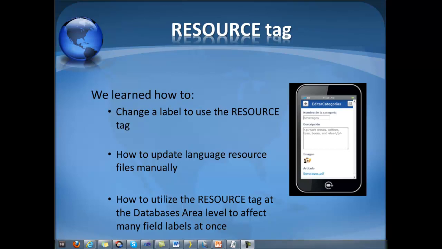Today we learned how to change a specific label to use the resource tag. This is effective for cases where we do not want to change all of the labels everywhere, but perhaps just in a specific position. We learned how to update specific language resource files manually, which we can do when we need to make key changes that otherwise wouldn't happen. And we learned how to utilize the resource tag at the databases area level to affect many field labels at once.